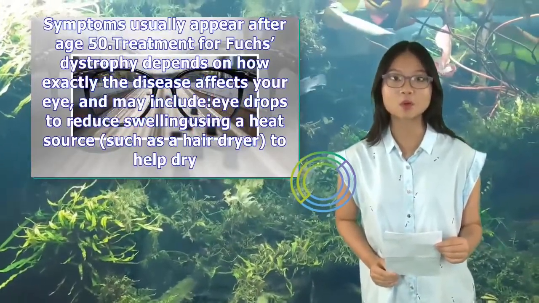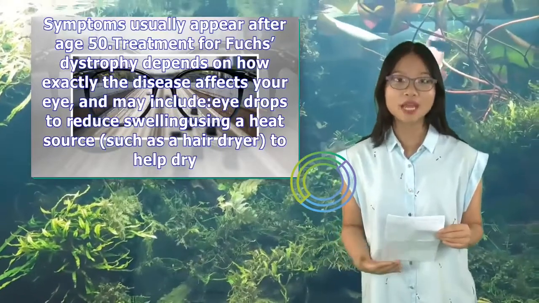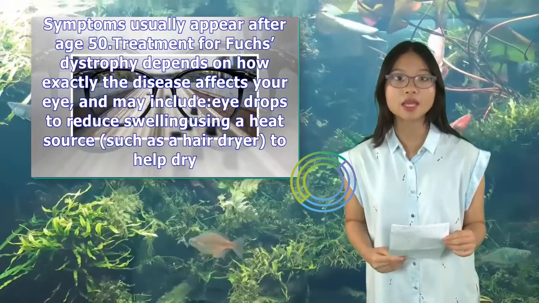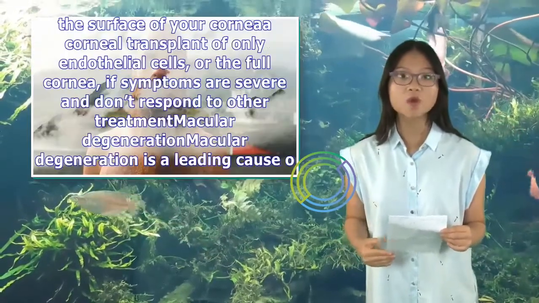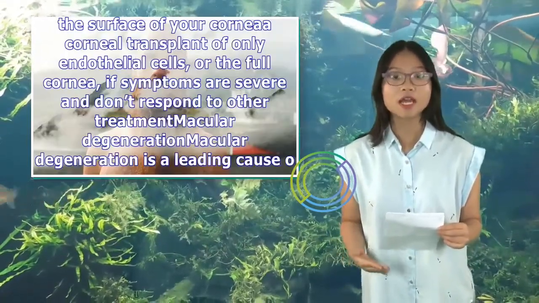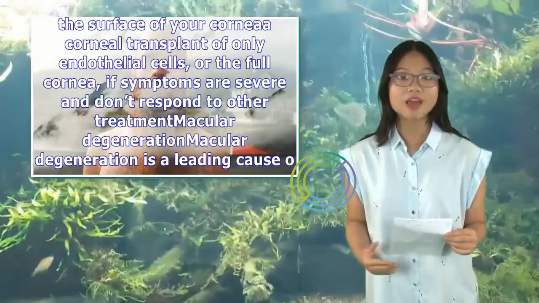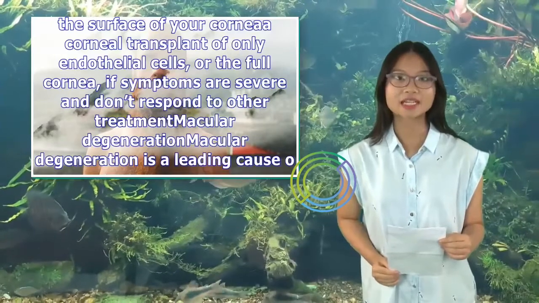Treatment for Fuchs dystrophy depends on how exactly the disease affects your eye, and may include eye drops to reduce swelling, using a heat source, such as a hair dryer, to help dry the surface of your cornea, and corneal transplant of only endothelial cells, or the full cornea, if symptoms are severe and don't respond to other treatment.